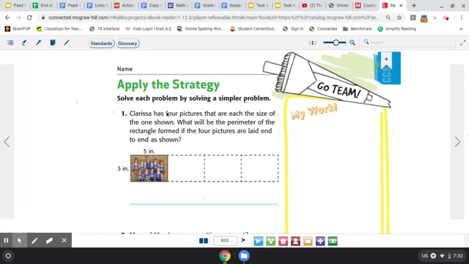Let's just look at this first problem. Clarissa has 4 pictures that are each the size of the one shown. So they're each 5 by 3. That means 5, 3, 5, 3. Okay. What will the perimeter of the rectangle form if the 4 pictures are laid end to end? So if they're all laid all the way across like this, what would be the perimeter of the whole figure? Okay. The whole figure, not just this one square.